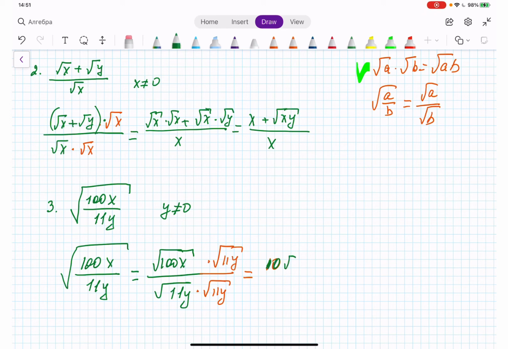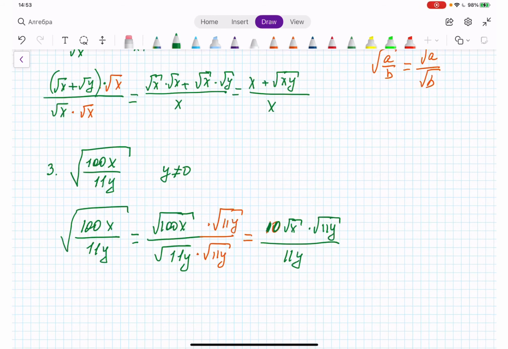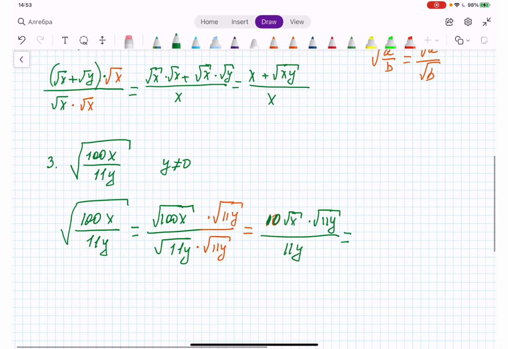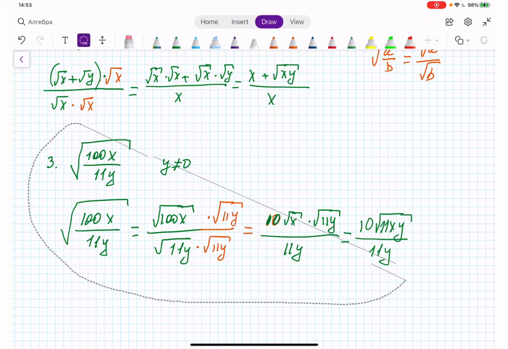And square root x, it's going to stay there, right? Times square root 11y. In denominator, I'm going to get 11y. So from here, what do we get? We are getting 10 square root 11xy divided by 11y. And that is going to be our answer. So we rationalized.